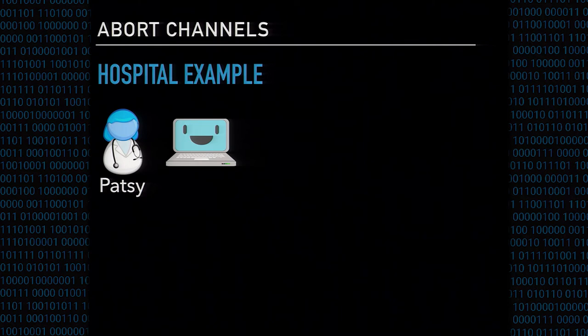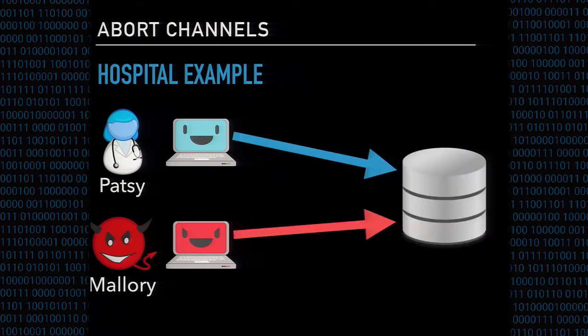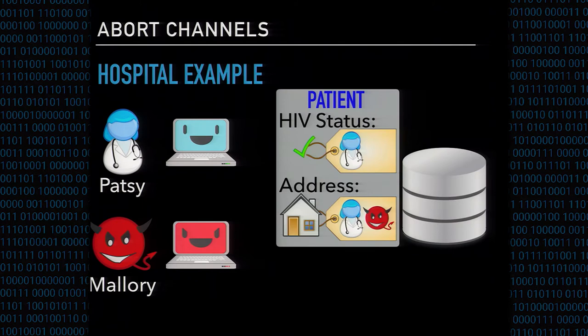So let's consider an example to illustrate the problem. Suppose that Patsy is a doctor working at a hospital, and Patsy is relatively trusted. But at the same hospital, Mallory is a less trusted employee working in, say, marketing. Each uses her own computer, and she completely controls the computer and uses it to access the hospital database. The database contains patient records, and for each patient, this contains, amongst other things, the patient's HIV status and their mailing address. Patsy is trusted to read and write both of these values, but Mallory is less trusted. She can only read and write the mailing address.